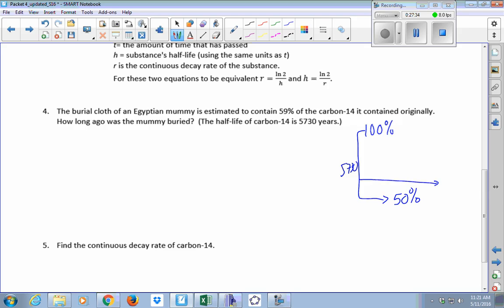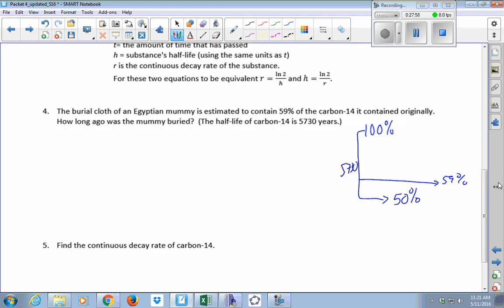You're at like 59%. So if you did the calculation and you got an answer like 2,000 years, there's no way you could be right, because 59% is starting to close in on now 5,000 years at least. So just try to get a sense of what your answer is to see if it makes sense. You can always check it. So let's see how we would set up this equation.